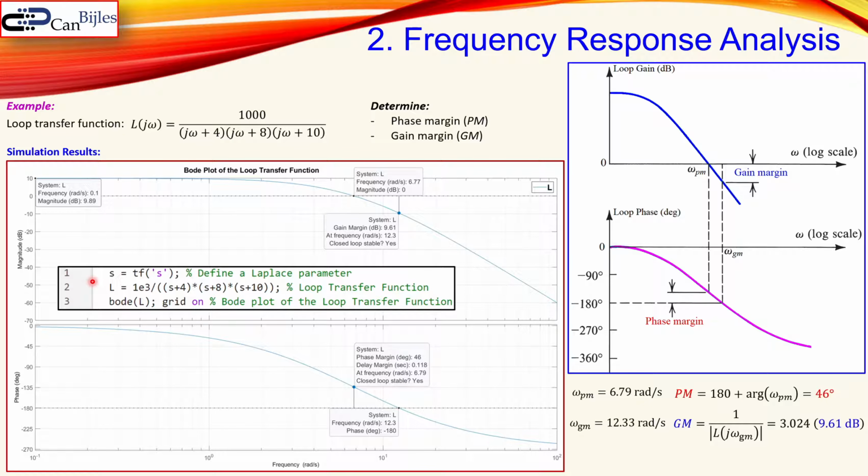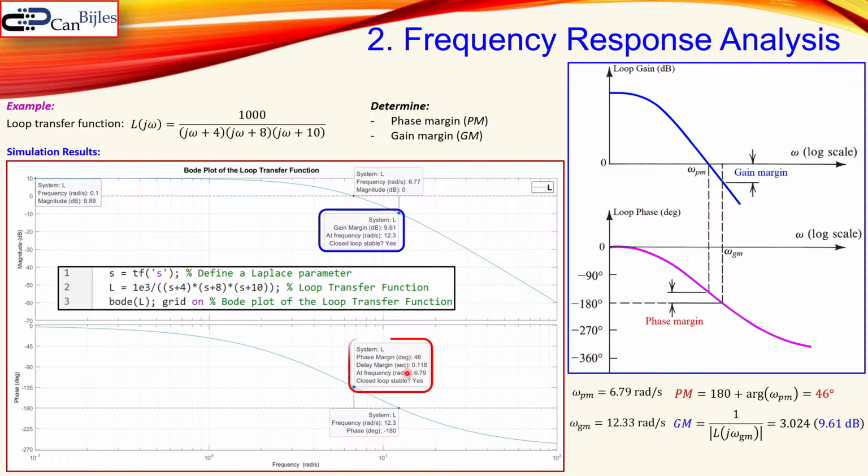We see some values here, so I have labeled them, and the script I have used is shown here. I have defined first a Laplace parameter, and this is my loop transfer function. You see here 1000, also the 3 poles, and also I use bode as the command here to plot this Bode plot. Okay, I see here the first label. You see the gain margin here, which says 9.61 dB, as we have calculated. That's check.